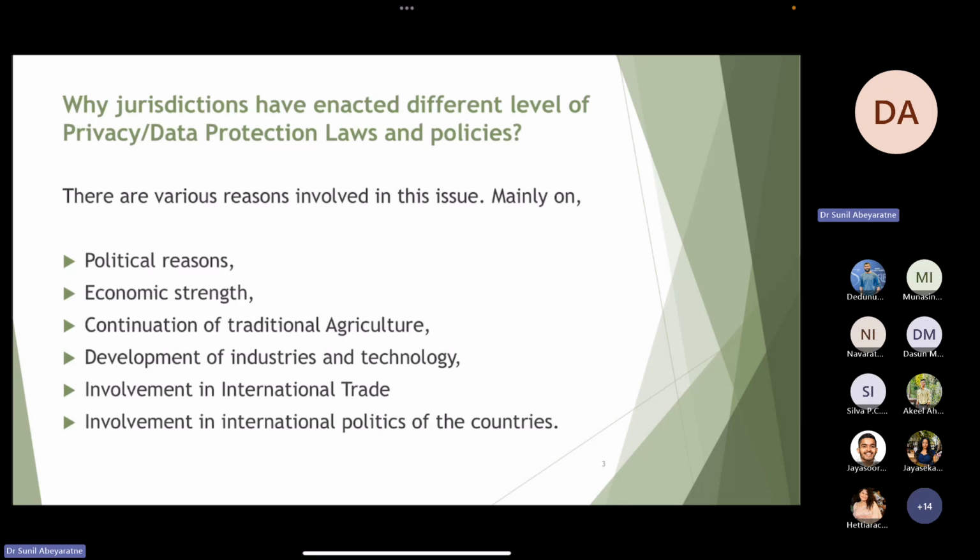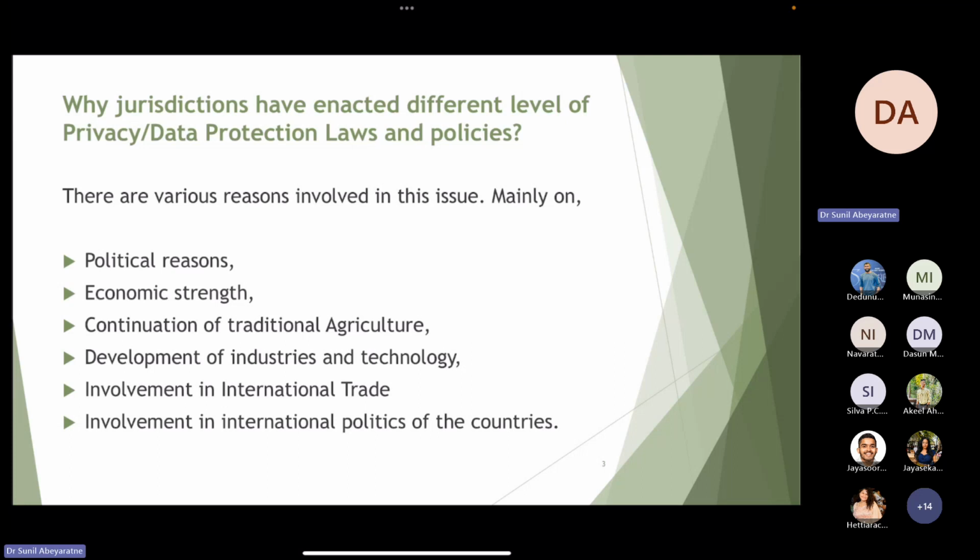Then, development of industries and technology. Countries that have developed in industries and technology therefore have to consider new concepts to protect data or privacy policies as far as sensitive data is concerned. Especially if any nation or region is involved in international trade and commerce, they treat these privacy policies or data protection very seriously compared to other situations.